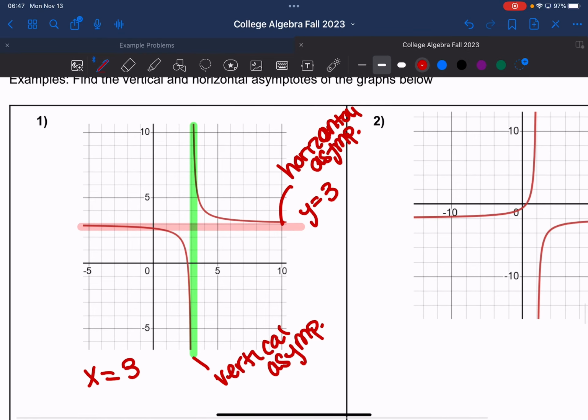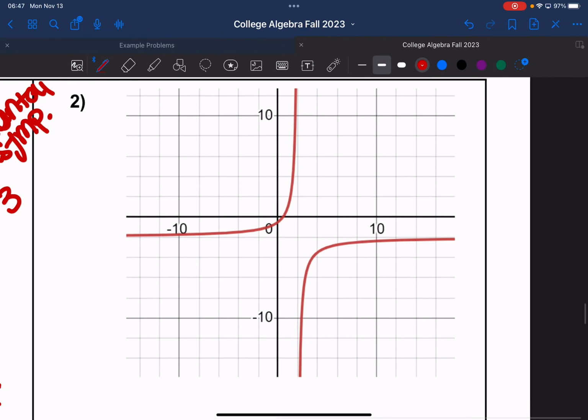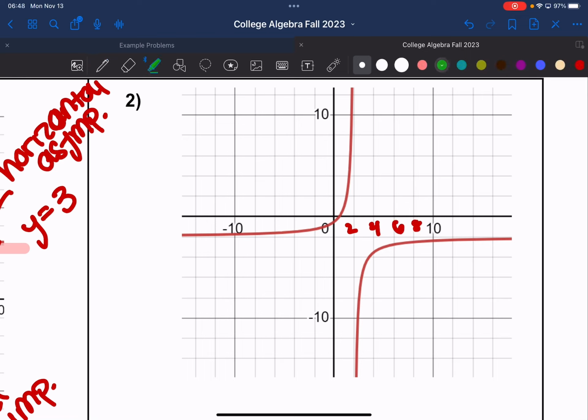You're just looking at the spaces between each of the graphs. Looking at number 2, what would be our vertical asymptote? 2, good. What's the equation? Because we can't just say 2. X equals 2. And notice it's 2 because this graph is going by 2's: 2, 4, 6, 8, 10. So again, we say that this is x equals 2.